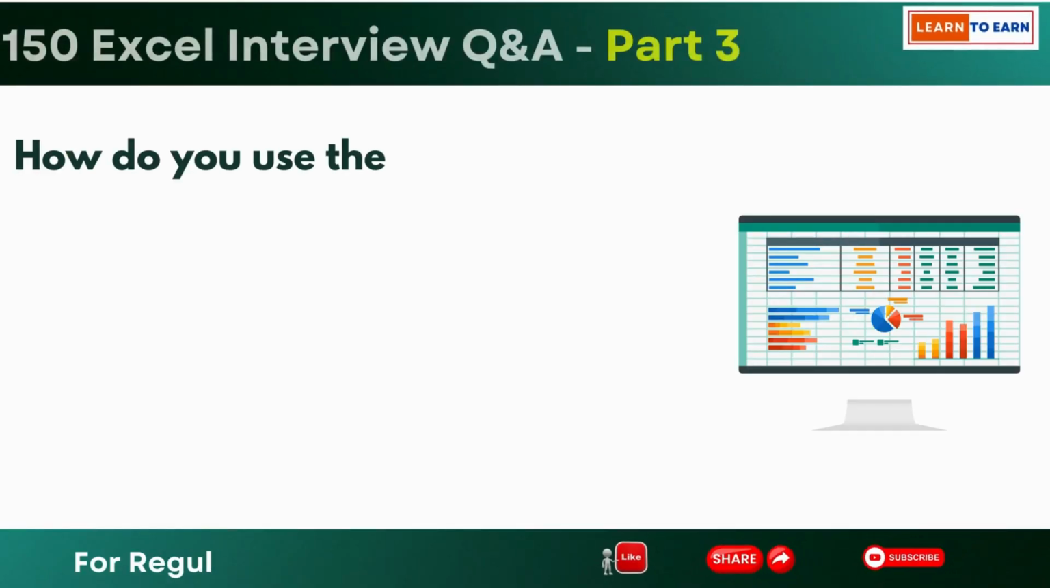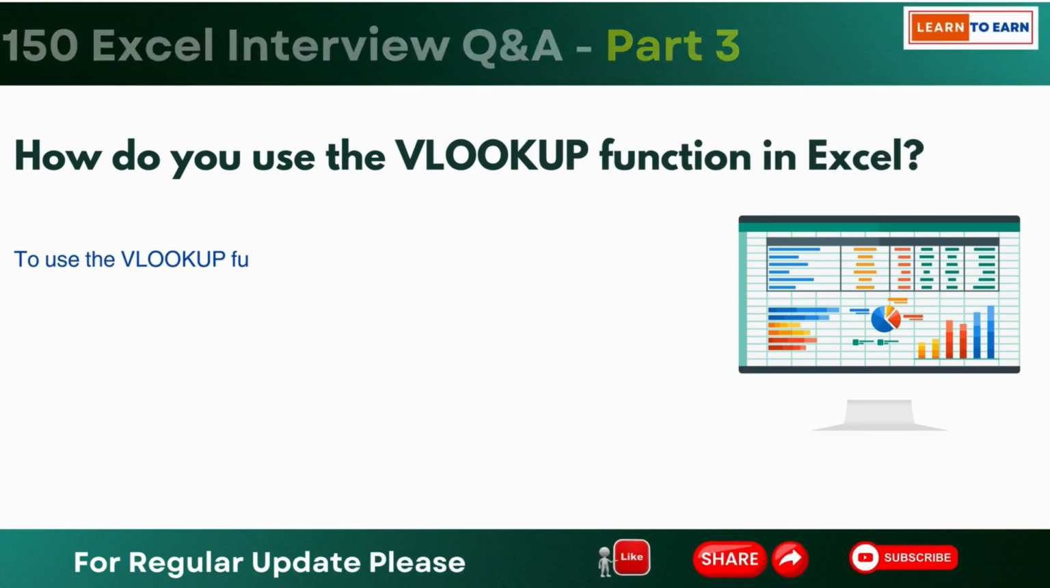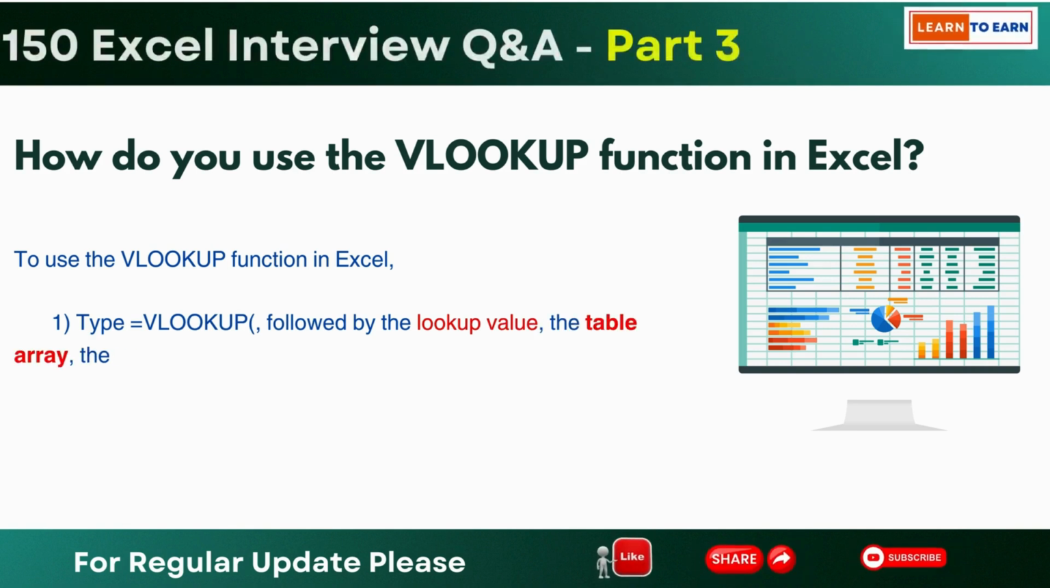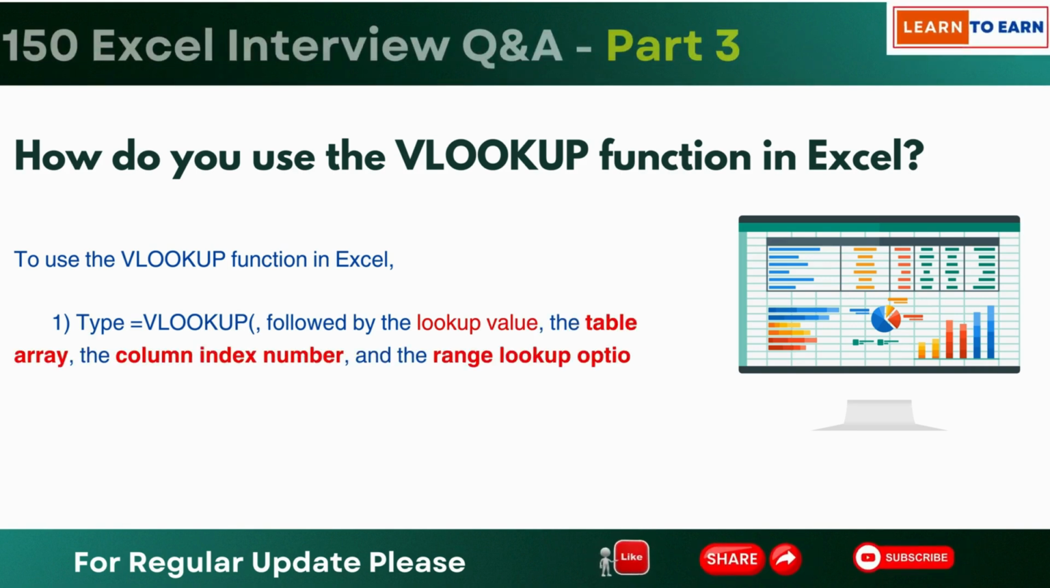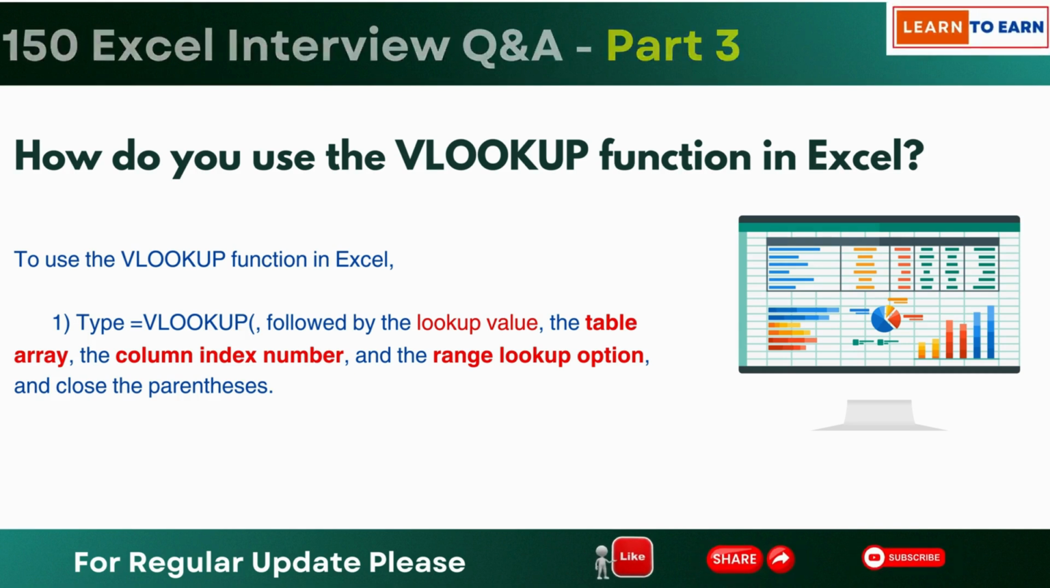How do you use the VLOOKUP function in Excel? To use the VLOOKUP function in Excel, type =VLOOKUP(, followed by the lookup value, the table array, the column index number, and the range lookup option, and close the parentheses.